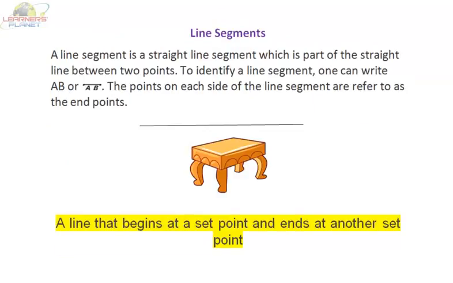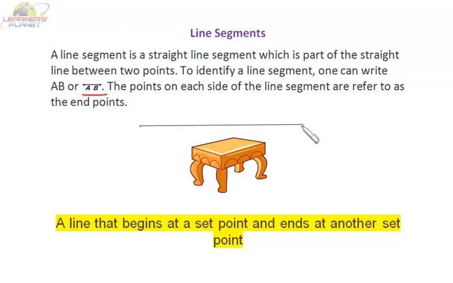Now let's discuss line segments. Friends, a line segment is a part of a line, and it has 2 endpoints. We see a line over here. It is ending over here and over here. A line segment is a straight line which is part of the straight line between 2 points. To identify a line segment, one can write AB, or we can represent it this way. The points on each side of a line segment are referred to as the endpoints. This is the endpoint and this is the endpoint.